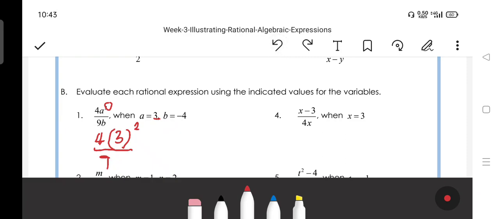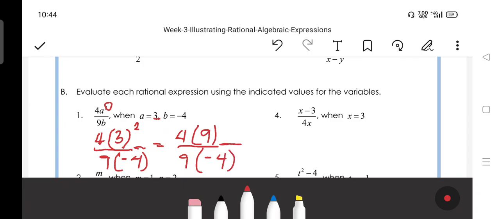So we have here -4. Okay, so let's see. So we have 4 times 9. Equals. So 4, 3 squared. This is equal to 9 over. And then instead of multiplying 9 times -4, let's just copy this one.